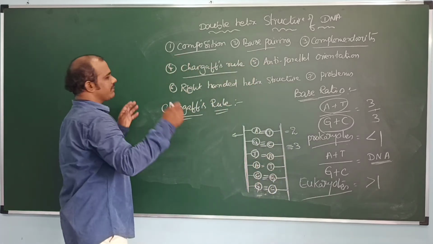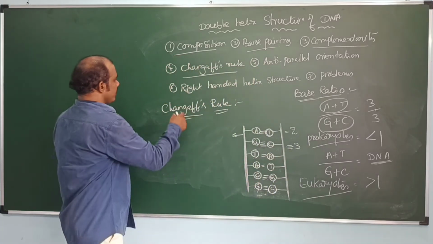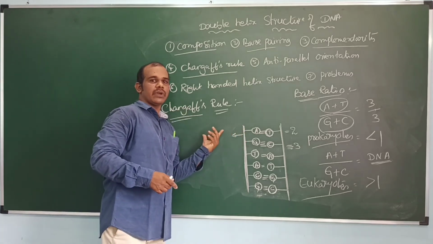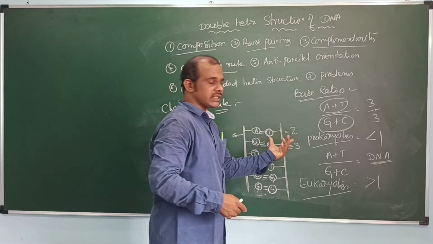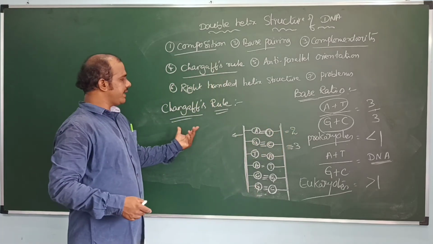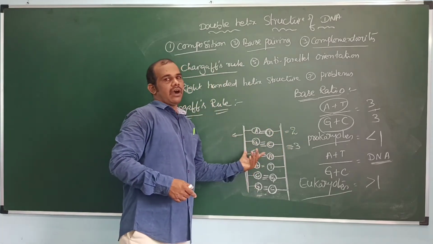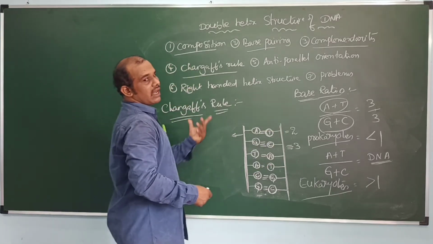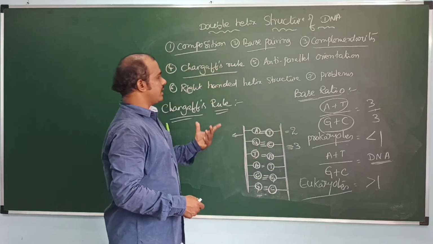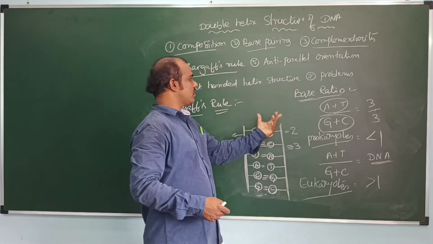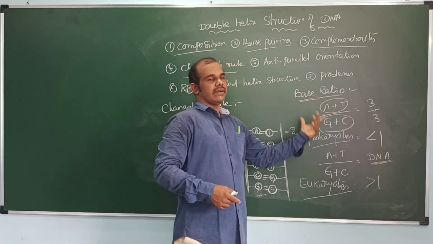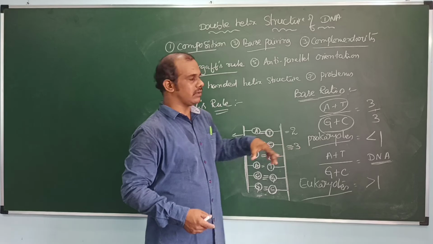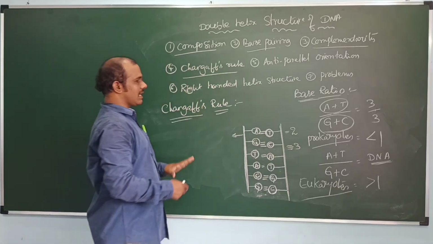So this is Chargaff's rule. What is Chargaff's rule? The ratio of purines and pyrimidines is always 1 and constant, the ratio of A and T in a given DNA is always 1 and constant, and the ratio between G and C is always 1 and constant. And the base ratio: the number of A and T pairs divided by the number of G and C pairs is called the base ratio. So this is Chargaff's rule.